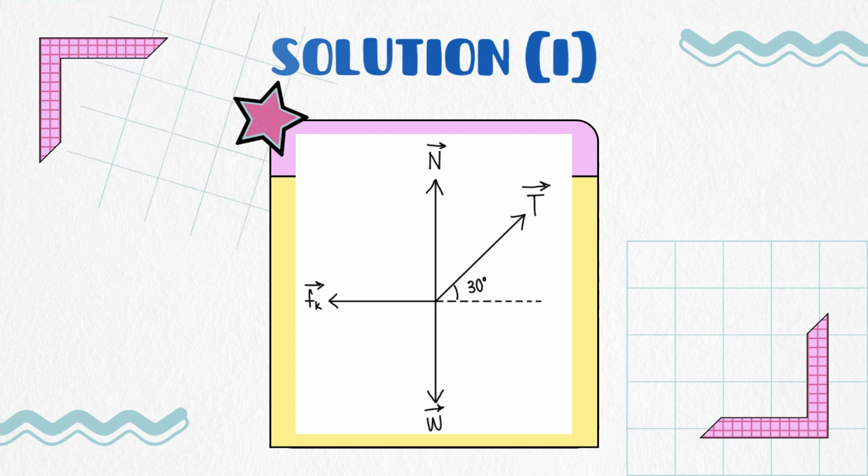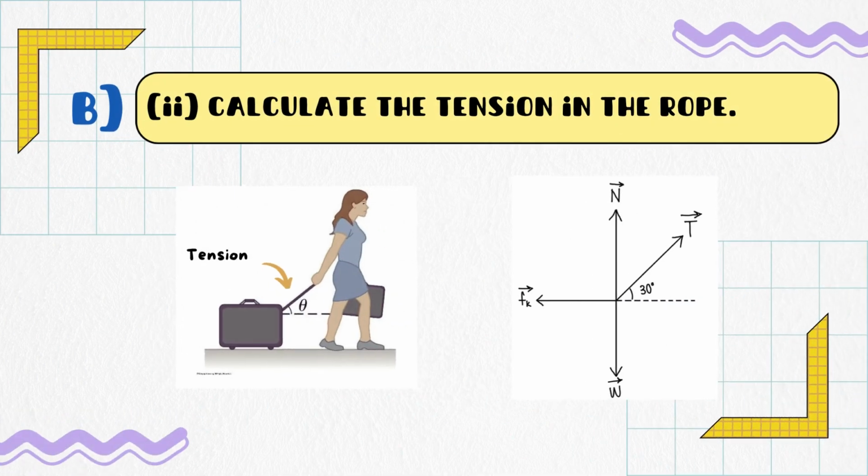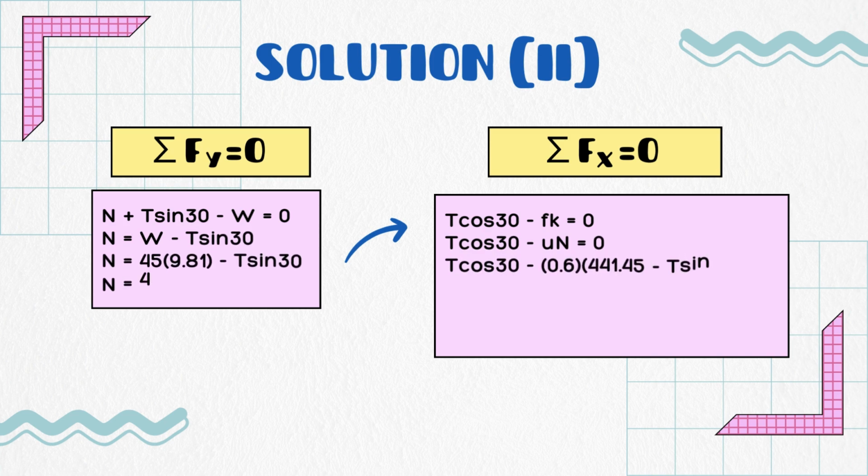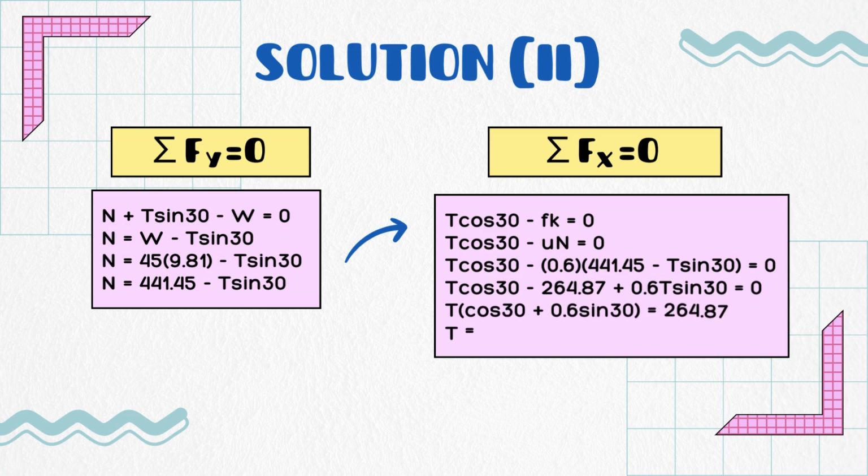Next, for question 2, calculate the tension in the rope. The tension means the force of the rope. So let's see the answer. First of all, you need to do the summation of Fy equal to 0. Why the summation of Fy equal to 0? Because the force is acting vertically. So vertical does not have acceleration and also velocity, so the sum of F equals 0.